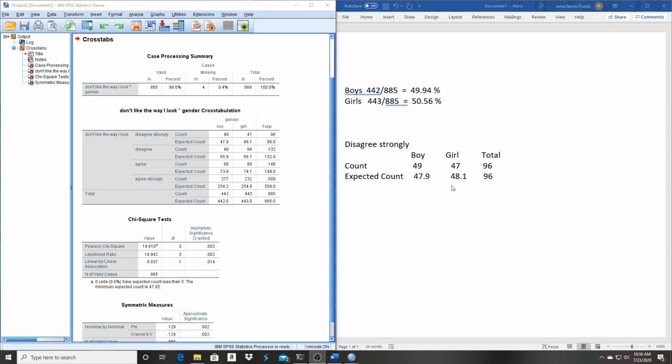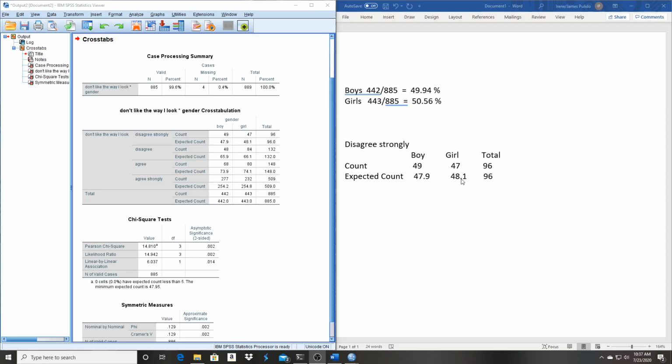You would expect it to be, for boys, 47.9. Why? Because you apply this percent of 49.94 to the total number of respondents in disagree, which is 96. Apply the 49.94% of it, so you would expect that ratio to apply here, and the boys should answer 47.9. The same thing with the girls.